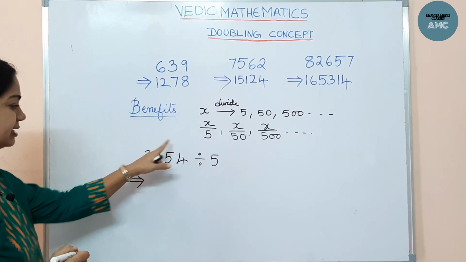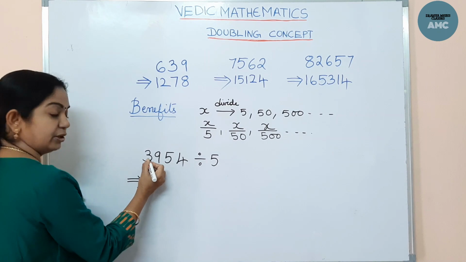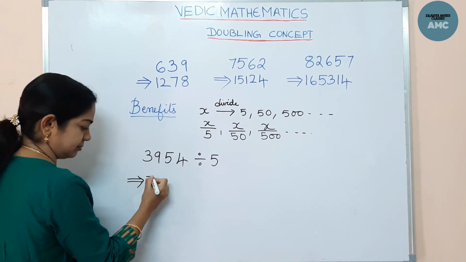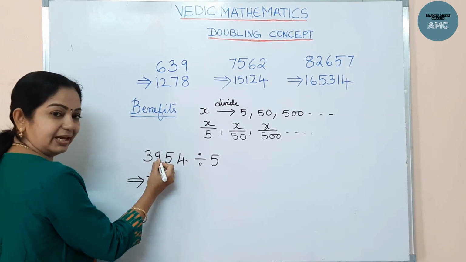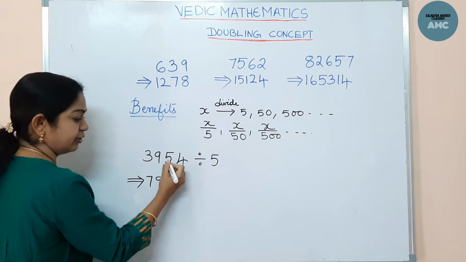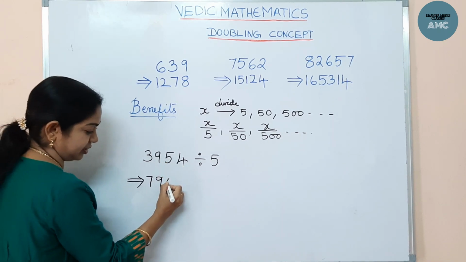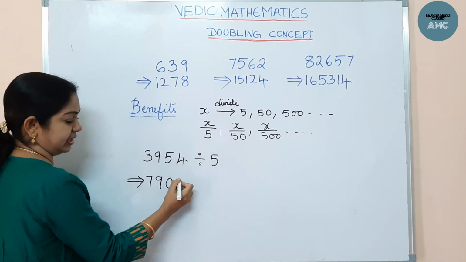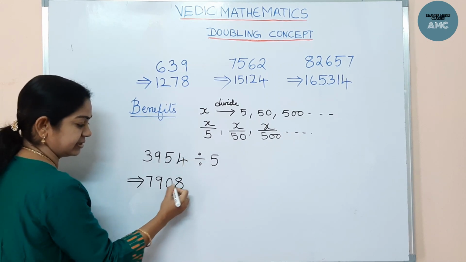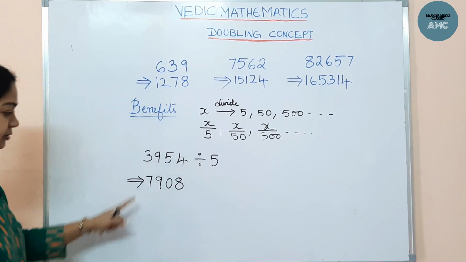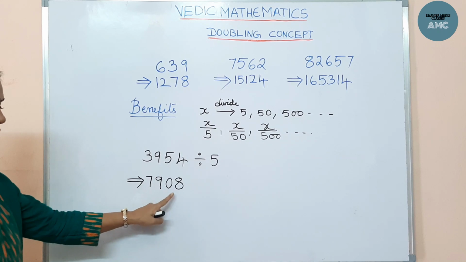Now, doubling this number, let's start. 2 3s are 6, but 7. 2 9s are 18, but 9. 2 5s are 10, so as it is. 2 4s are 8. No, I didn't increase it because this is group 1. So clearly this is 7908.